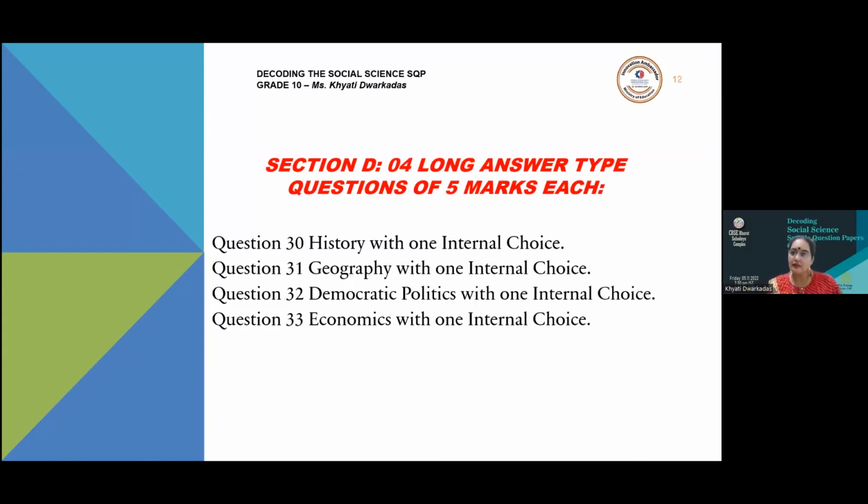When you look at the 4th section, there are 4 long answer type questions of 5 marks each, where each of the 5-mark questions has 1 internal choice. So question 13, history, has 1 internal choice. There's a geography question with an internal choice, a democratic politics question with an internal choice, and an economics question also having an internal choice. So this makes it, actually speaking, 4 questions, but the paper setter sets 8 questions because you have to set an internal choice with every single question.